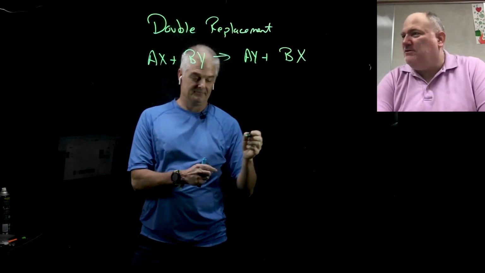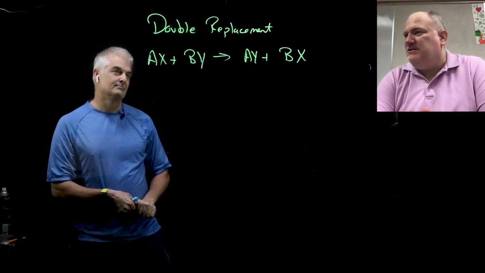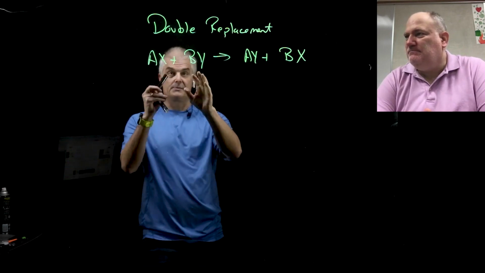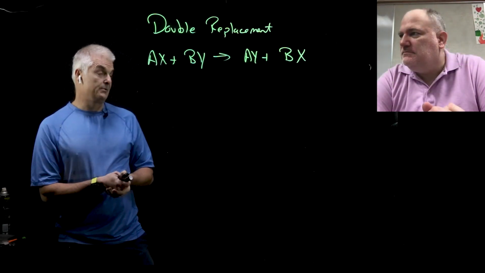Essentially, what happens is the partners swap. So the best way to do it is to keep your X and the Y in the same spot, and then just have your A and your B switch places. All right, so it's a double replacement. They switch partners. Okay, let's do an example of what that might look like. So what would be a good example of this?